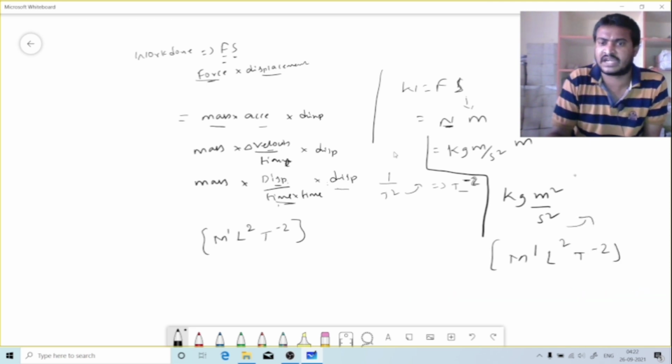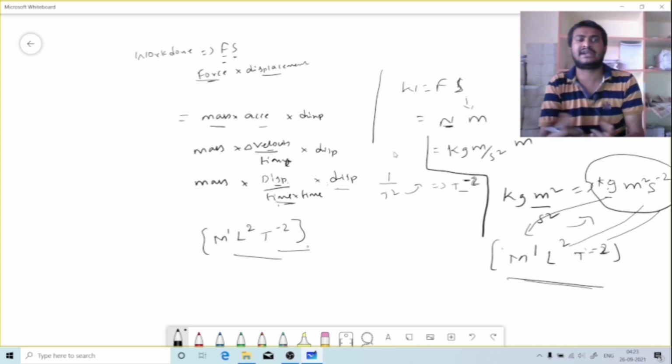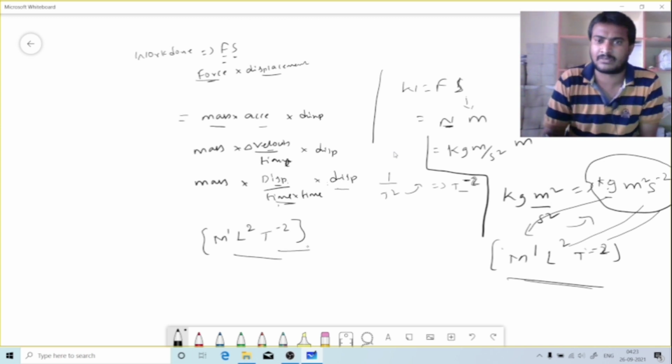S power 2 in the denominator becomes s power minus 2, so we get kg meter square s power minus 2. That is mass power 1, L power 2, T power minus 2. Both are the same, no? So with these two methods we can derive the dimensional formulas easily. Okay, thank you all of you. Prepare well. If you need help with any concept, please text in the chat box. Thank you.